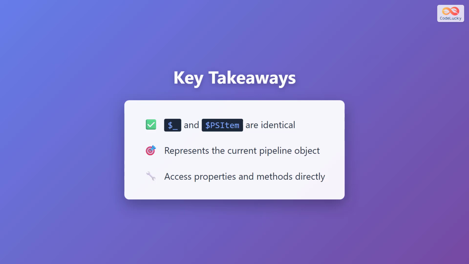Let's recap the key points. First, $_ and $PSItem are identical variables that refer to the same thing. Second, they represent the current pipeline object that's being processed at any given moment. And third, you can use these variables to access properties and call methods directly on the object flowing through the pipeline. Mastering these variables is essential for writing effective PowerShell scripts. Practice using them in different scenarios, and they'll quickly become second nature.